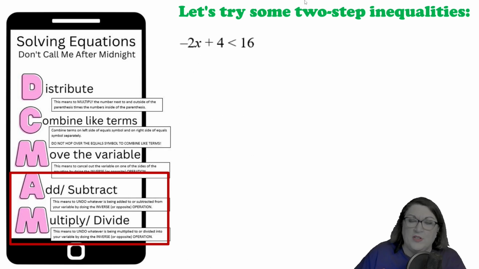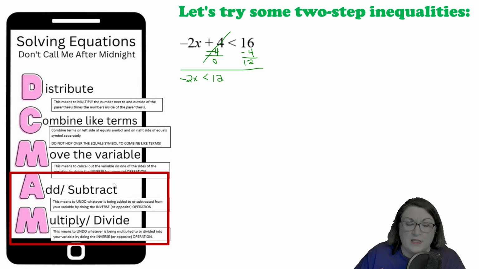So here we have a 2-step equation. We're going to start with the add subtract step. What is being added to our variable is the 4. So we're going to subtract 4 on both sides first. And when I say both sides, I mean both sides of the inequality. We're going to rewrite our equation, -2x, and then this canceled out because it's 0. And now we have 12. And so we did this step.